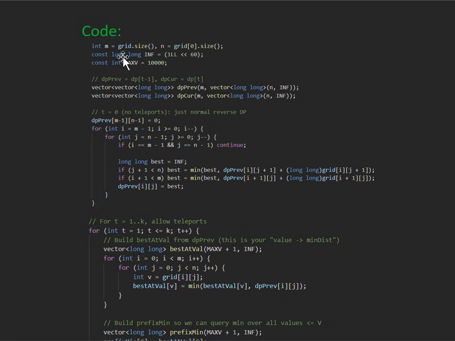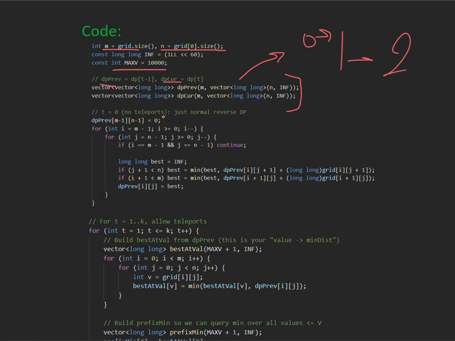In this code, first of all we take the number of rows and number of columns, and then we have defined a long as infinite, and the max value can be up to 10 to the power 4. Then we have used two dps, dp previous and dp current. Why are we using these? As I told you earlier, we will use teleportation 0 to calculate teleportation 1, and teleportation 1 to calculate teleportation 2. So we'll be using these dps for those things.